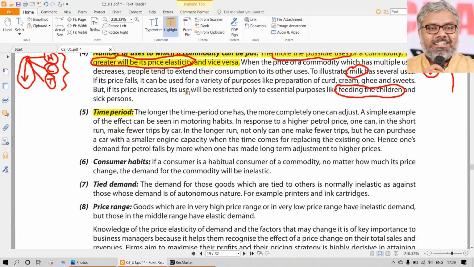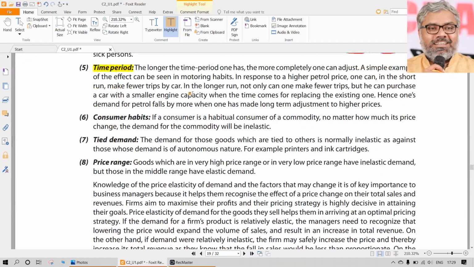Then the next one, time period. This is one more general factor. We cannot really take it as an actual technical factor, but yes, because it is there, let us just go through that. So generally, what is the time period that happens? If the time period is longer, then people can adjust. For example, let us say there is a high petrol price.